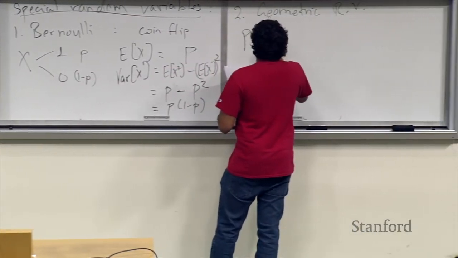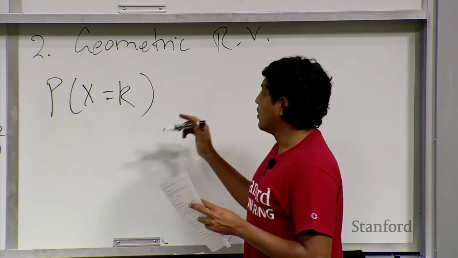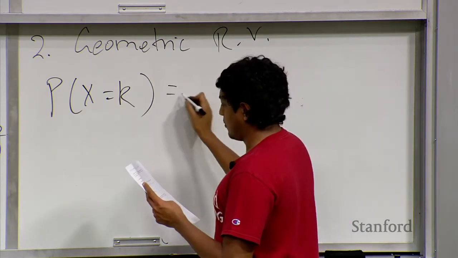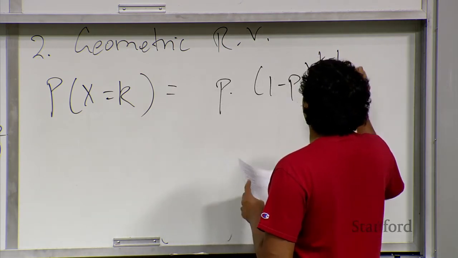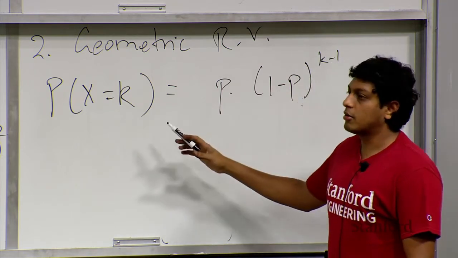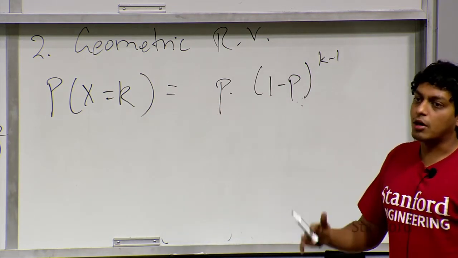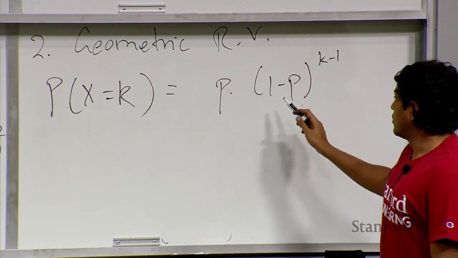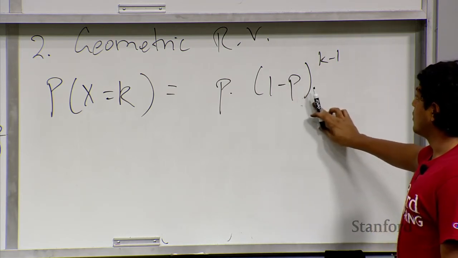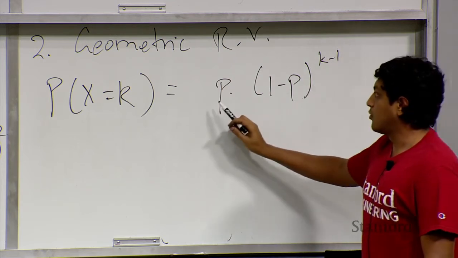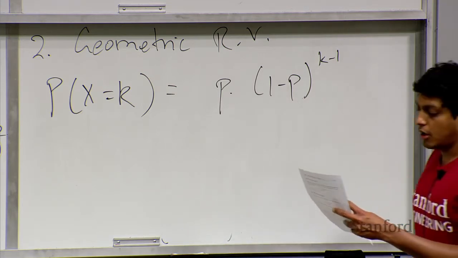Probability of x equals k. Here, this means that you get the first head on the kth coin flip, where p is the probability of heads. This would be given by p times 1 minus p to the k minus 1. So how you would think about this is that if you got your first head on the kth flip, that means the first k minus 1 flips were all tails, and the kth flip was a head. The tail probability is 1 minus p, so the first k minus 1 were all tails, 1 minus p to the k minus 1, times a head on the kth flip, that's a p. So this is the probability.